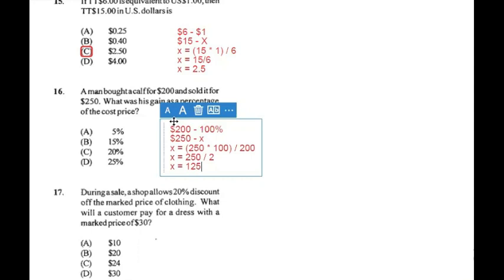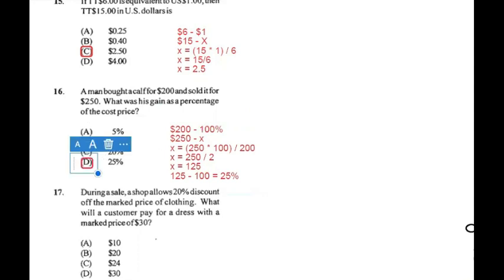125%. So the question asks for what was his gain as a percentage of the cost. That would then be 125 minus 100, and we will get 25%. So our answer for 16 is D. 17.